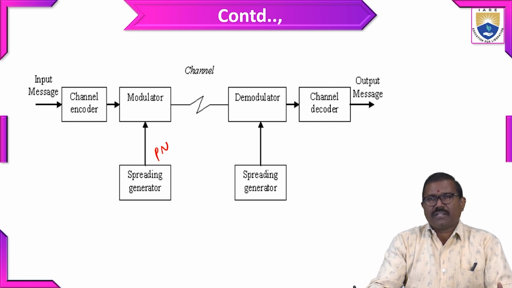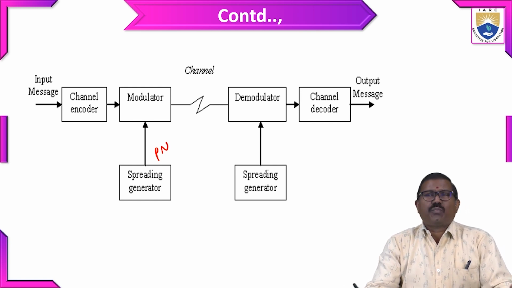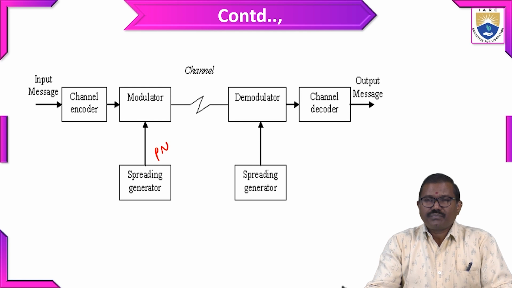So you already know modulation. Modulation is a process of varying the characteristics of a carrier in accordance with the message signal. In the first modulation we use the carrier signal, but in the second modulation we use the PN sequence, the pseudo noise sequence, for modulation.